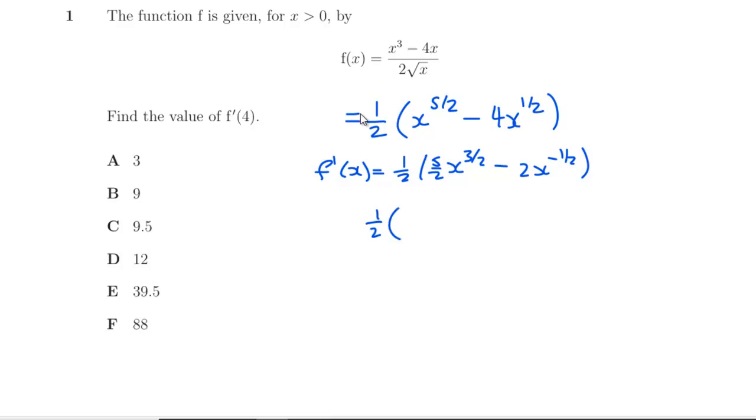So I'll have a half. I'll have 5 over 2. So square root it, cube it, it'll be an 8. And then that's going to be a 2 over 2. Okay, so what's that then? I've got a half of 19, so C.